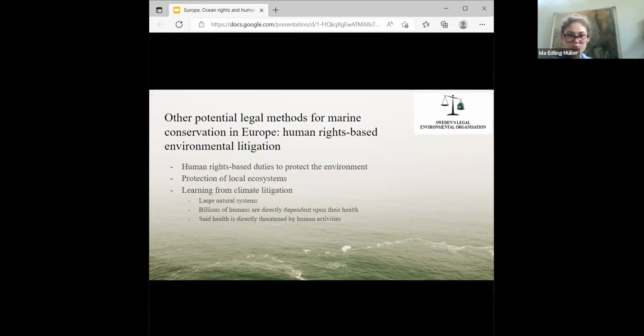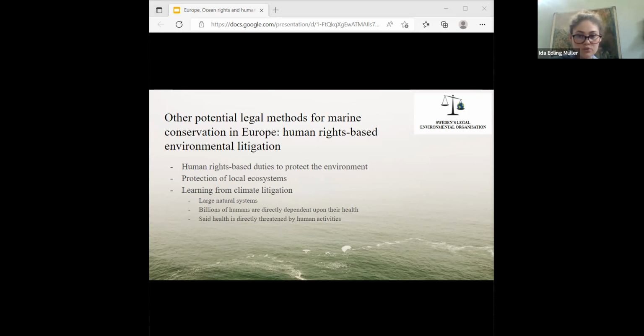But let me now get into other potential rights-based approaches to marine conservation in Europe. Europe has a strong legal protection of human rights, particularly through the European Convention of Human Rights and its accompanying Court of Human Rights. There is case law from the European Court of Human Rights stipulating that a state's obligation to protect the human rights to life and health contains a duty to protect humans from environmental harm.